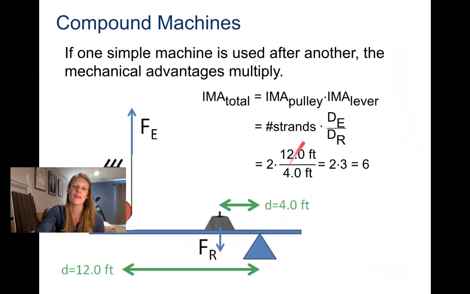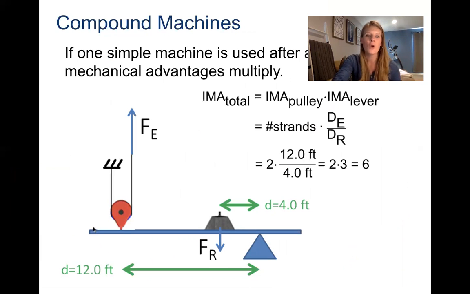Okay, so now we're going to talk about compound. In this one, we have a compound machine. We have a pulley system right here, and we have a lever. The way that we're going to do any kind of compound is you just multiply your IMAs together. So the IMA total will equal the IMA, ideal mechanical advantage, of this pulley system times the IMA of the lever. In this one we have forces, but I also have distances.